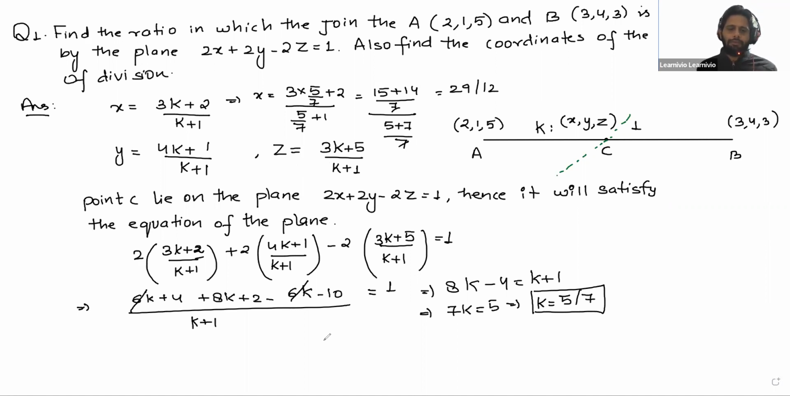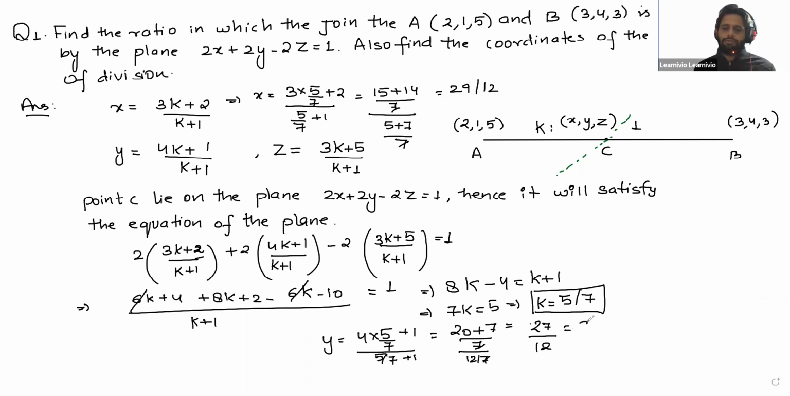Okay, Rishan, I'm doing it here. So y is equal to 4 into 5 by 7 plus 1, over 5 by 7 plus 1. Yusra, if you get the answer, then please tell me. So 4 times 5 is 20 plus 7 by 7, over 12 by 7. So 7 is cancelled out. You get 27 by 12. So cancel out this. This is 9 by 4. Okay, sorry.